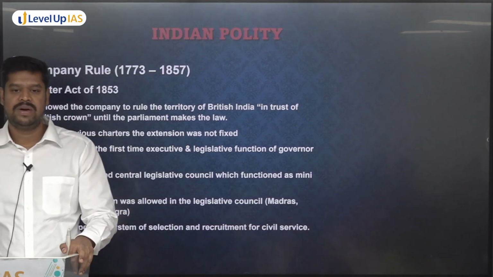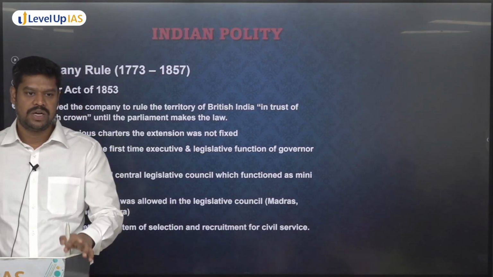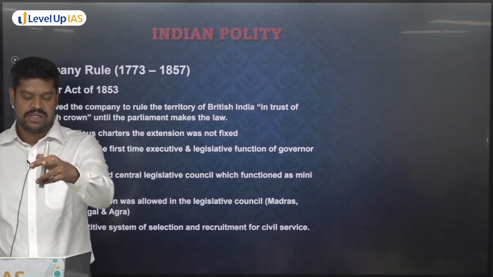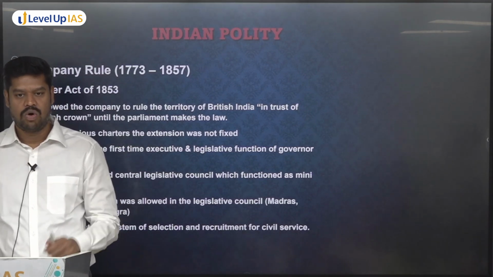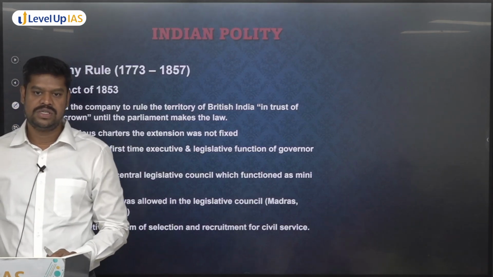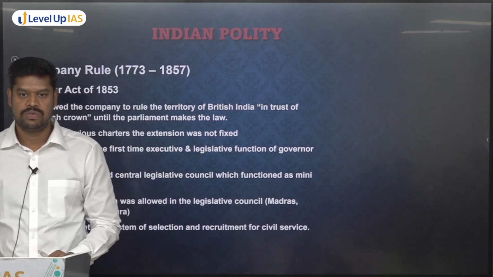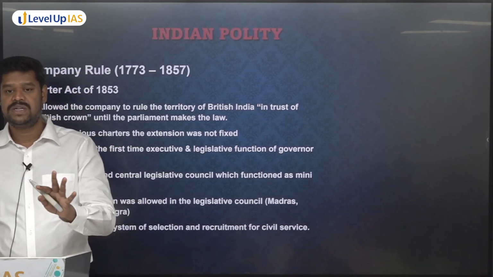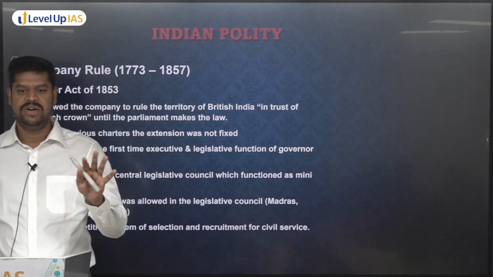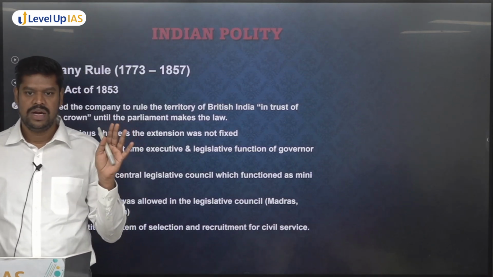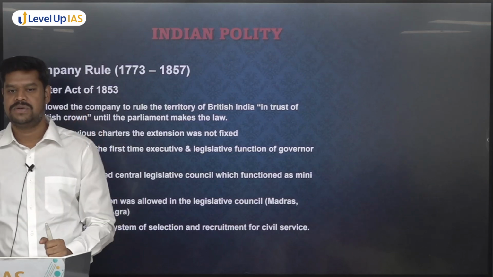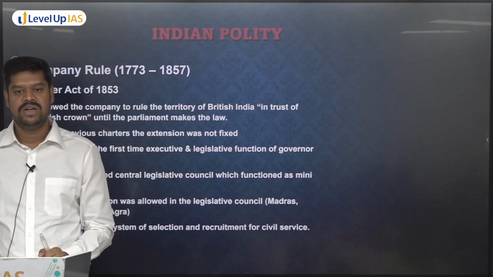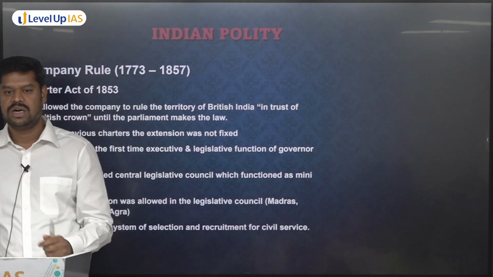Explicitly, it was brought in by the Charter Act of 1813. Where they said explicitly that all the possessions of the British East India Company would belong to the British Crown. But right from 1773, it was very clear that the East India Company is merely a representative. But when it was explicitly brought in, it is the Charter Act of 1813.